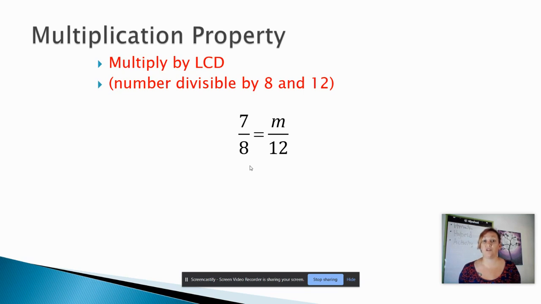So next we would have tried 36 and then 48. And you just keep going until you find one number that can be divided by both of them. But in this problem, it's the number 24. So I'm going to multiply both sides by 24.